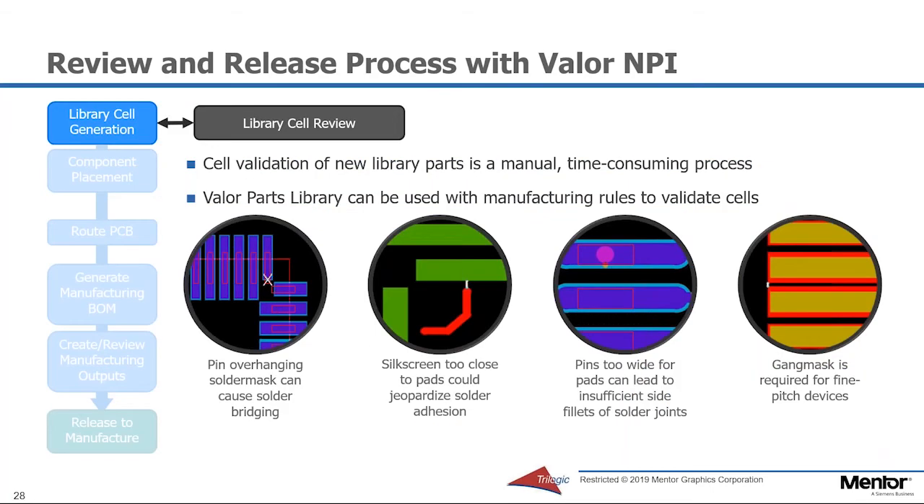Running Valor NPI even before placement can identify library issues, such as incorrect pin-to-pad size or pad alignment. It can also identify graphic silkscreen or improperly defined gang masks for fine-pitched devices.